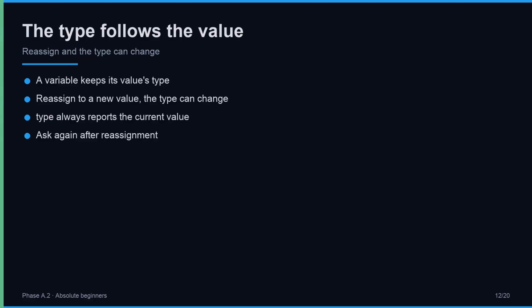A variable does not have a fixed type of its own. It has the type of whatever value it currently holds. If age holds 34, then type of age is int. If you later assign age to a string, then type of age becomes str. The variable is just a label. The type belongs to the value behind the label. So if you reassign a variable and things start behaving strangely, ask type again. The answer may have changed. The type follows the value.